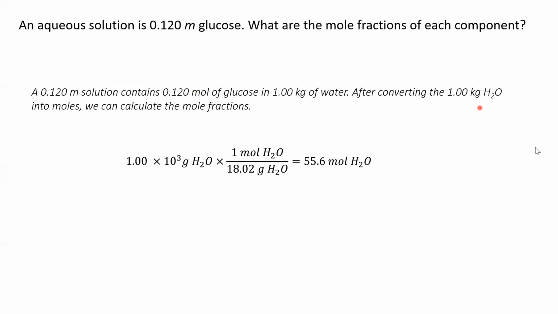Once you get your mole fraction of the water, just put it into the chat so I know that you're done, and then we'll put them up there and go over them. Moles of glucose over the total will give you the mole fraction for glucose. Moles of water over the total will give you the mole fraction for water. Once you get that mole fraction for water, just put it into the chat so that I can kind of time myself, knowing that we can go over it.